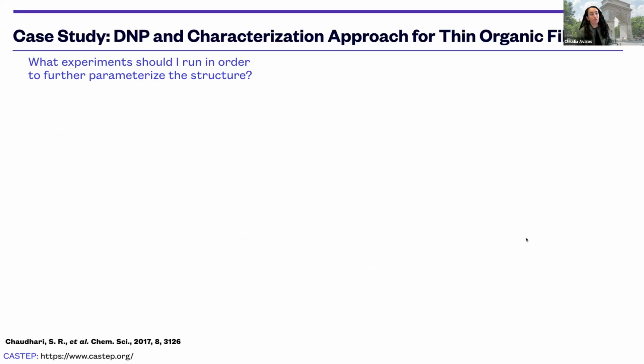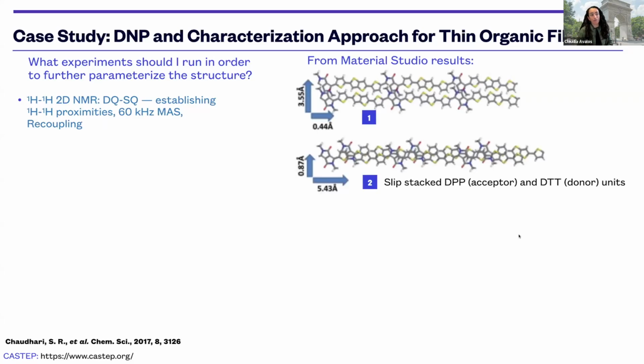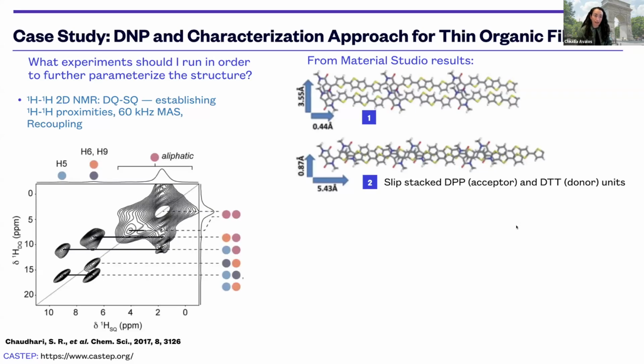So what experiments should I run to further parameterize the structure? You can run proton-proton double quantum, single quantum experiments, and this also establishes proximities between the proton nuclei. In this case you don't have the same amount of resolution, but the way you read your DQSQ 2D experiments is you see where these residues are directly across from one another, and this tells you about the correlation between these different hydrogen nuclei. In this case we have H5, and I don't think I have the structure here showing which hydrogen this corresponds to. I think this one was the H9.